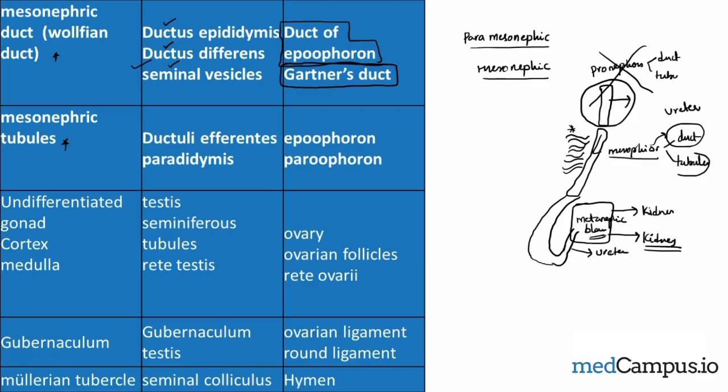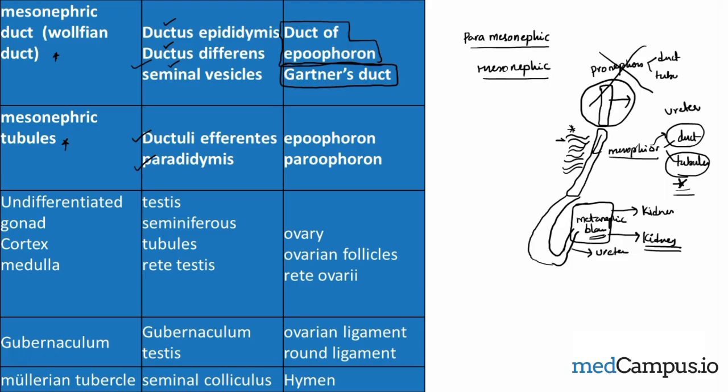Coming to the mesonephric tubule part, most of the tubules degenerate, but some remain, and they help in the formation of the male genital system, that is the gonadal part. See this? The ductuli efferentes and paradidymis are actually derivatives of the mesonephric tubules.